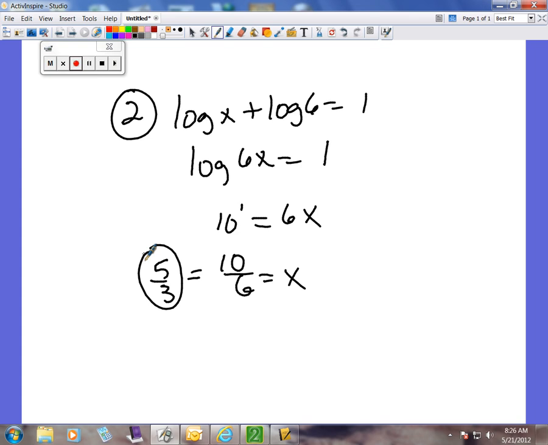We got plenty of time here. By the way, give yourself a bonus point if you got that. If you got 5/3, give yourself a bonus point.